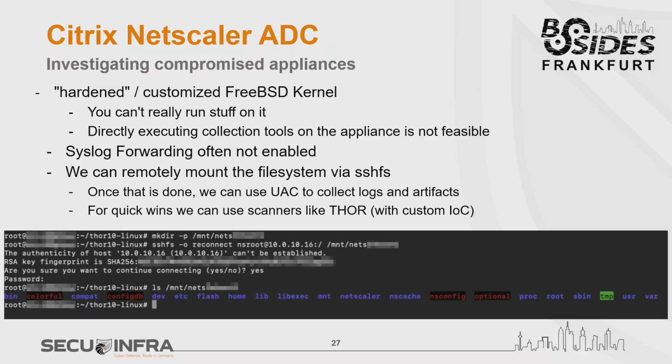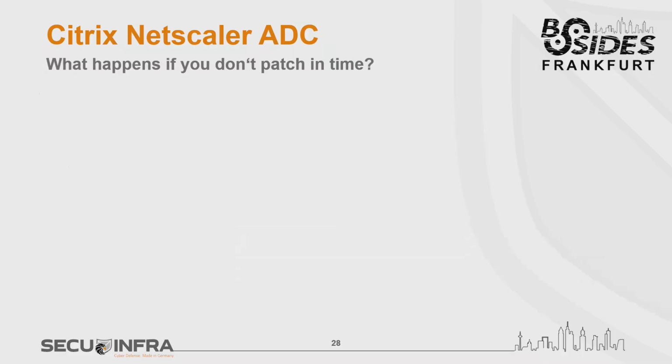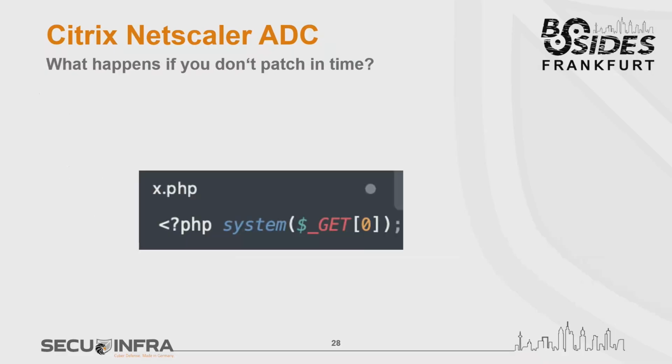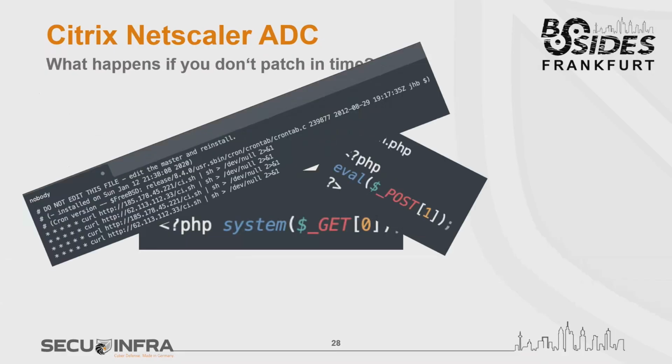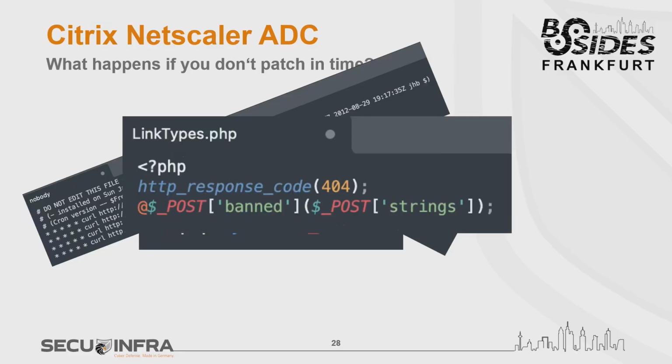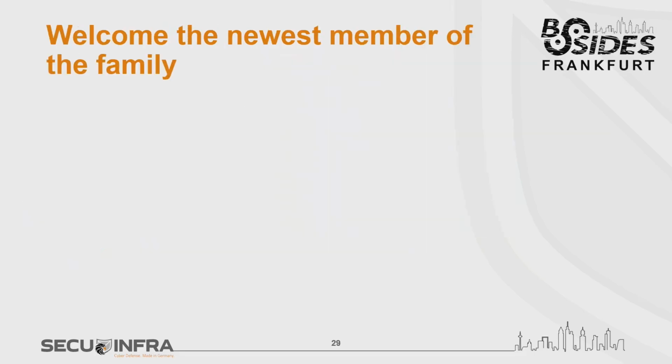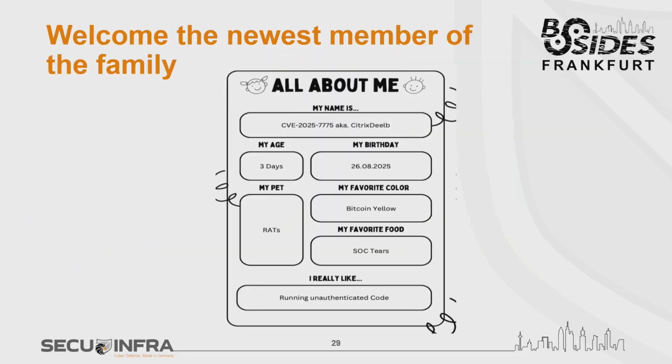And basically, if you do not patch in time, what do you get? You get web shell number 1, web shell number 2, web shell number 3, web shell number 4. And as I said at the beginning, we had 4 Citrix vulnerabilities. Allow me to proudly welcome member number 5, which is just 3 days old. It's called Citrix Bleed 2. It's basically a bleed, but in reverse, as you might have imagined. It was released 3 days ago.